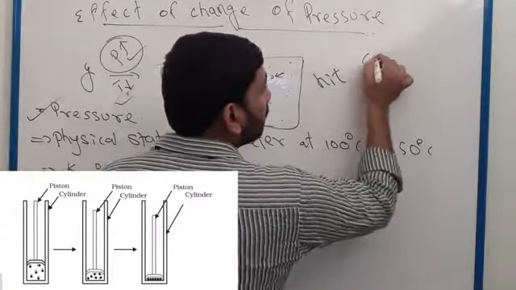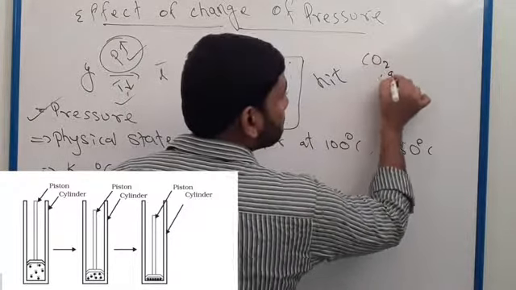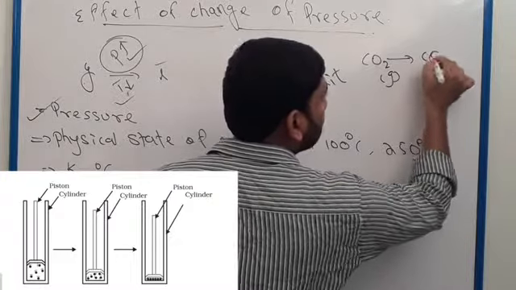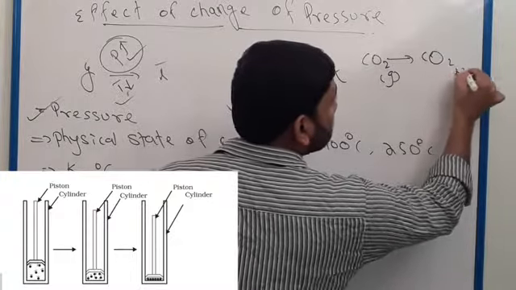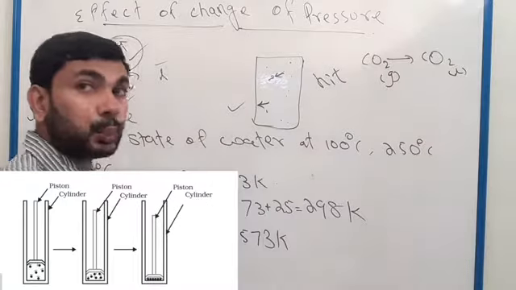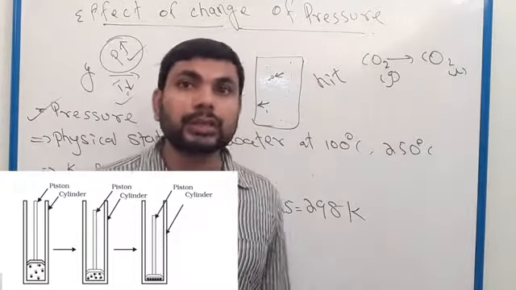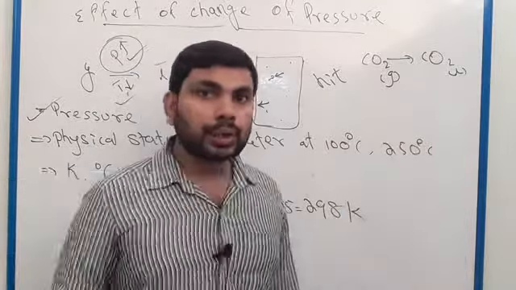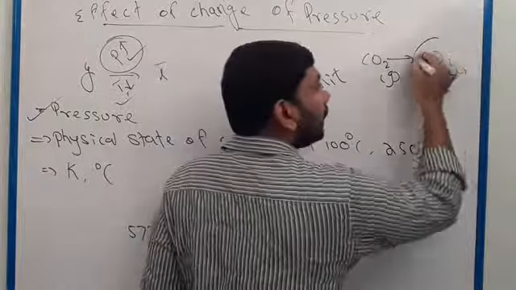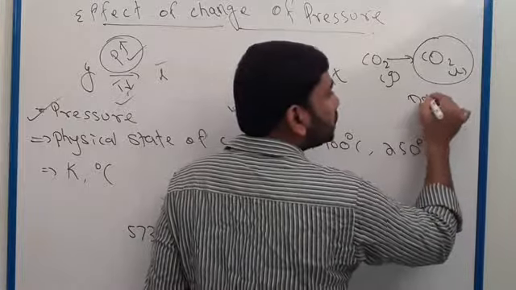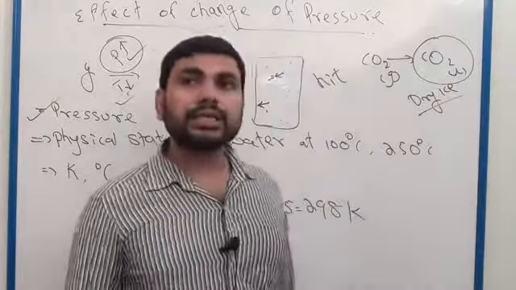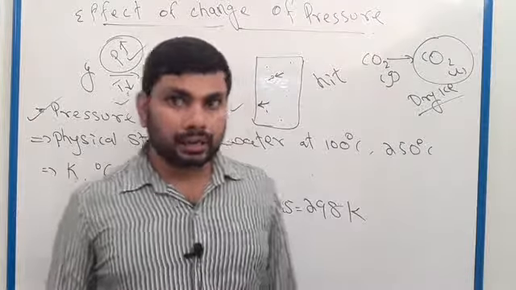The same process we can do here. Carbon dioxide is in gaseous state. At high pressure and very low temperature, we can change carbon dioxide to liquid state. Carbon dioxide in solid state is called dry ice. Clear?